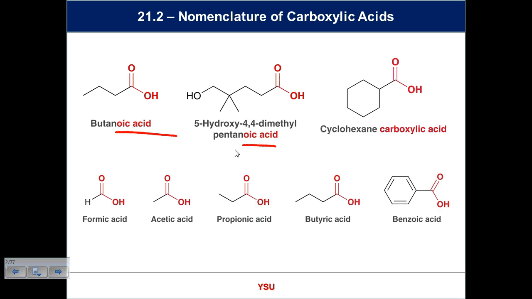So we've got butanoic acid, and a more complex one here, 5-hydroxy-4,4-dimethylpentanoic acid, which I think you can get from the longest chain being 5 carbons. The oic acid tells you that it's a carboxylic acid.